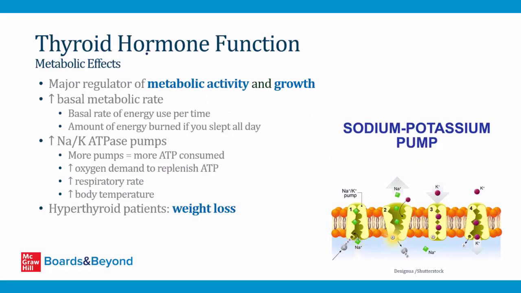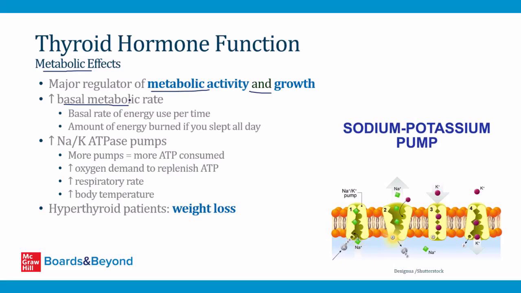So for the next few slides, what I'm going to do is talk about the major effects of thyroid hormone in different tissue beds throughout the body. And I'll start by talking about the metabolic effects. So thyroid hormone is a major regulator of metabolic activity and growth in the human body. And basically what the hormone does is it increases the basal metabolic rate of the body.